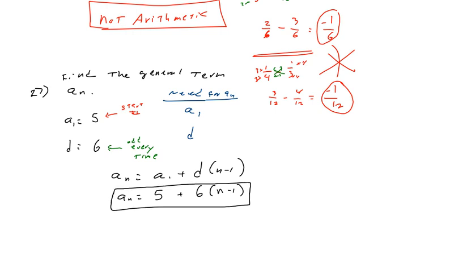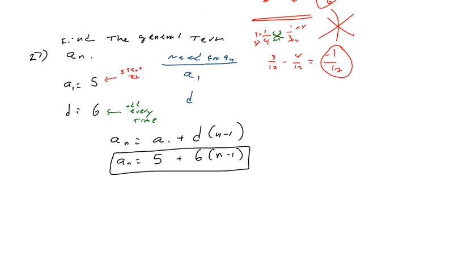Oh, that was so nice of them. They gave it to us. Look, they gave us the two numbers we needed. How nice. Are they always that nice? No, they are not always that nice. Let me do one more here.